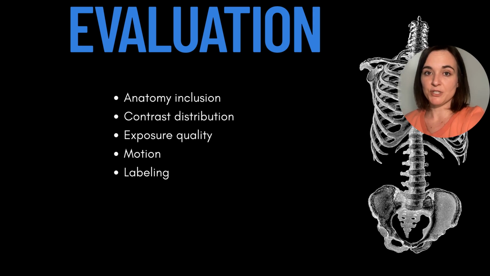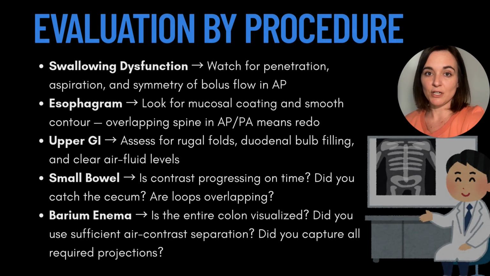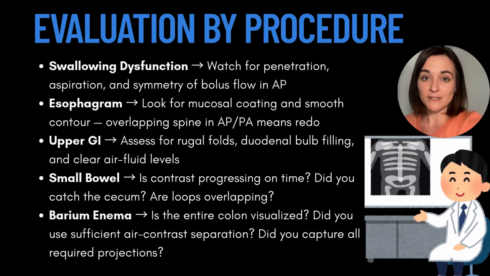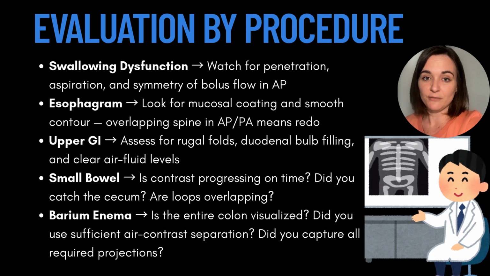Evaluation tips by procedures. Swallowing dysfunction. Watch for penetration, aspiration, and the symmetry of the bolus flow in the AP view. In the esophagram, look for mucosal coating and smooth contour. Overlapping spine in AP and PA means a redo. In the upper GI, assess for rugal folds, duodenal bulb filling, and clear air fluid levels.